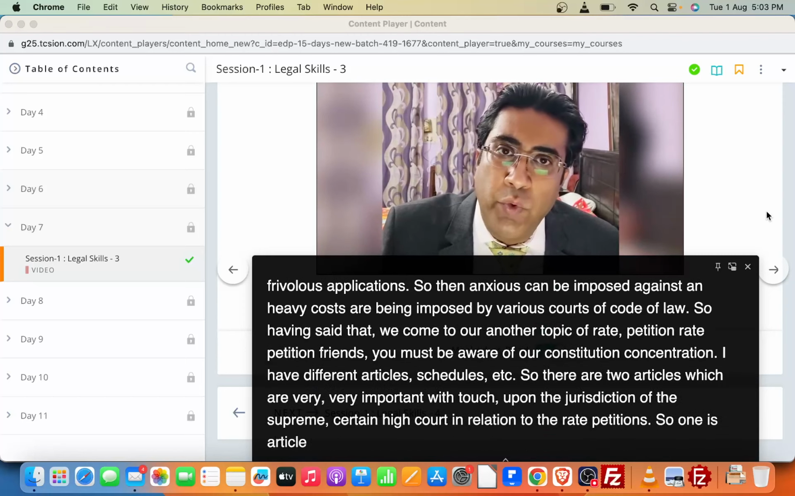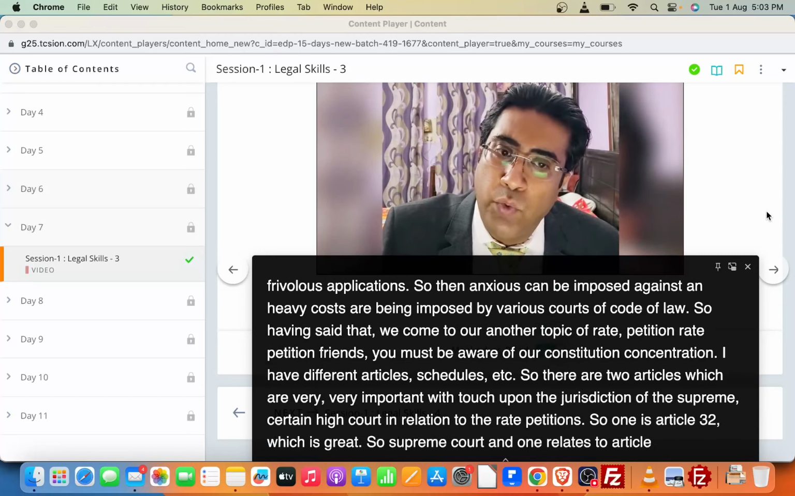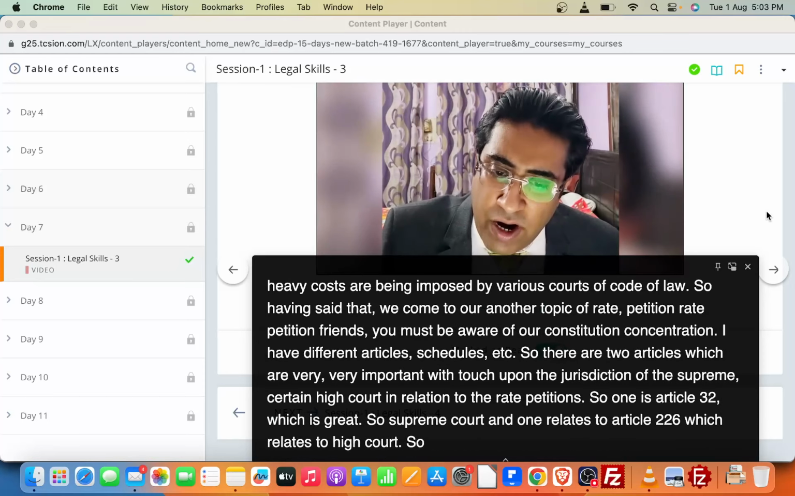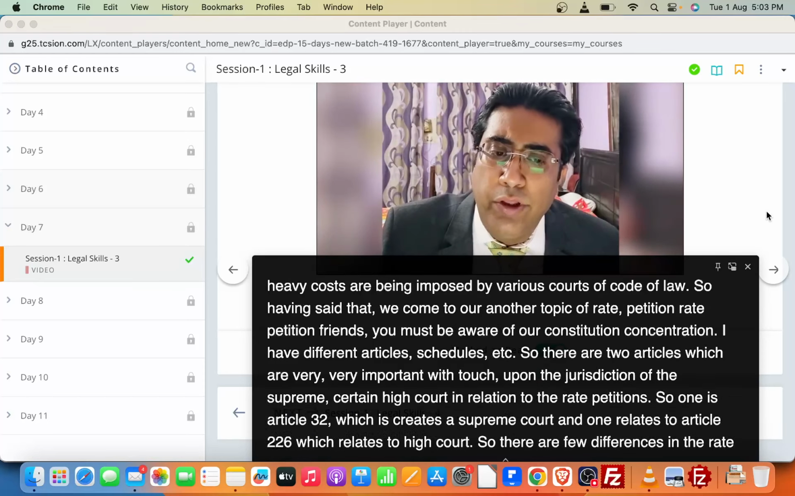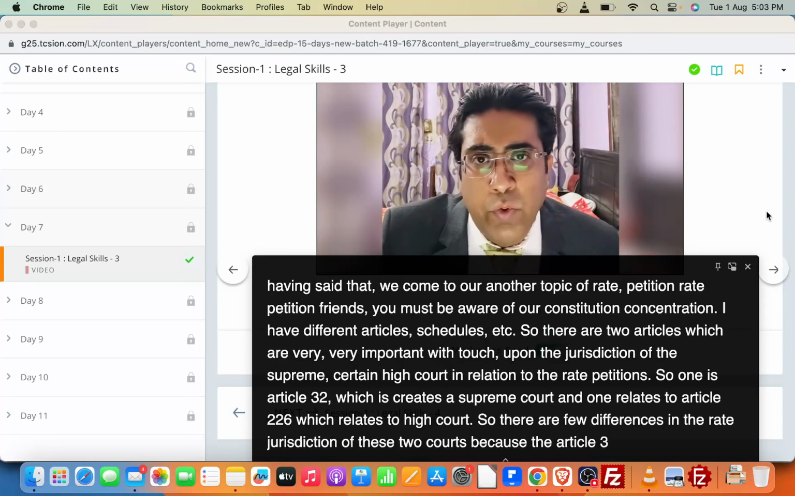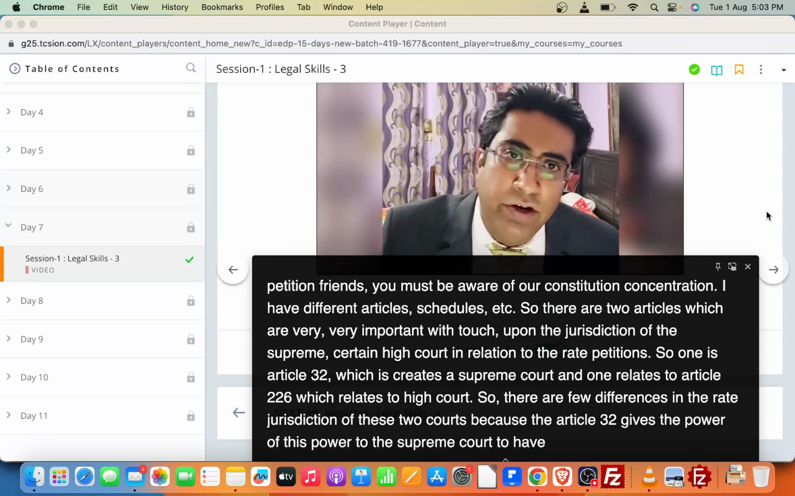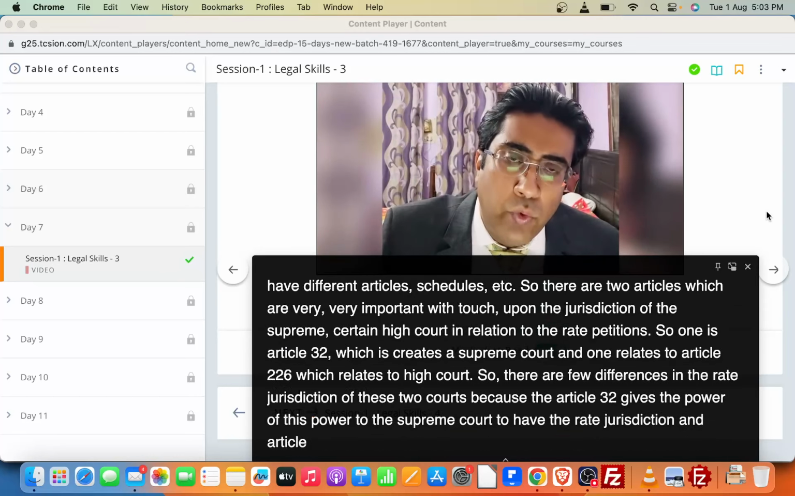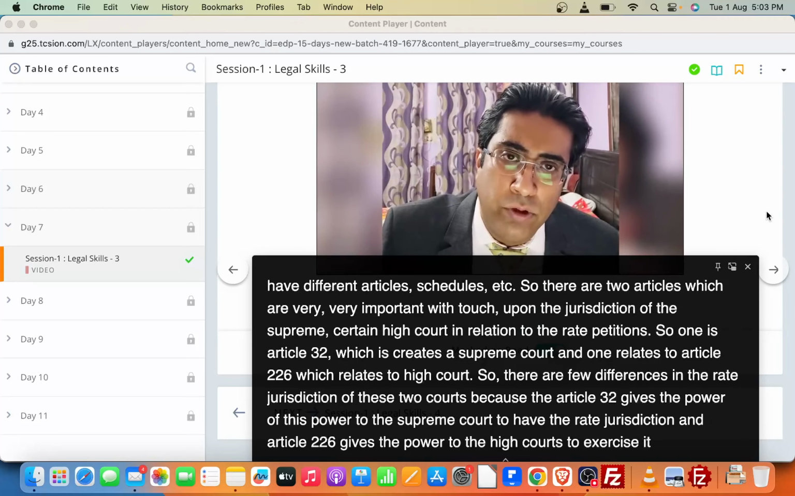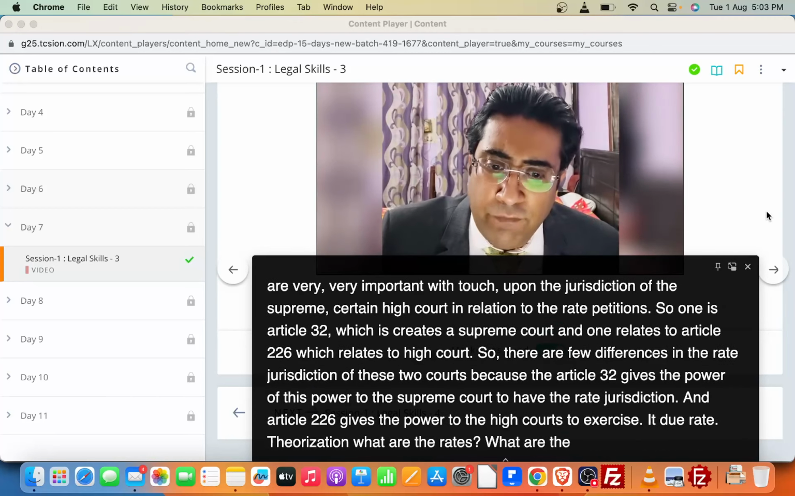One is Article 32, which relates to the Supreme Court, and the other is Article 226, which relates to the High Court. So there are a few differences in the writ jurisdiction of these two courts, because Article 32 gives the power to the Supreme Court to have the writ jurisdiction, and Article 226 gives the power to the High Courts to exercise the writ jurisdiction. What are the writs? What are the differences between the writ jurisdictions?